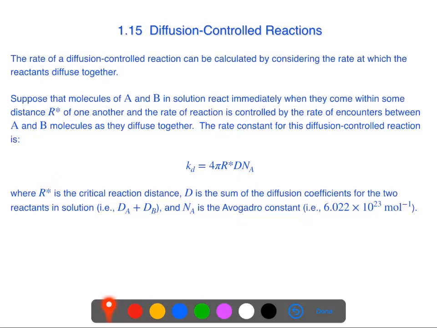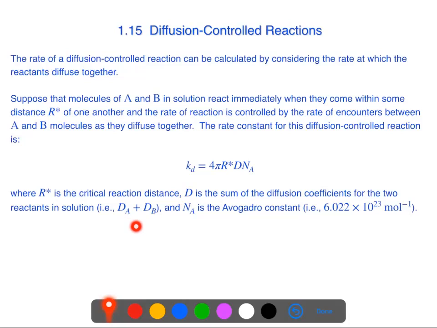R star is the critical reaction distance, and in a couple slides, we'll show a diagram that represents what that distance actually means. In general, it's the sum of the radii of the two molecules involved in the reaction. D in this case is the sum of the diffusion coefficients for the two reactants in solution. And this is something that's often overlooked, is that D is not a particular diffusion coefficient for a single molecule, but is the sum. And here's an example.